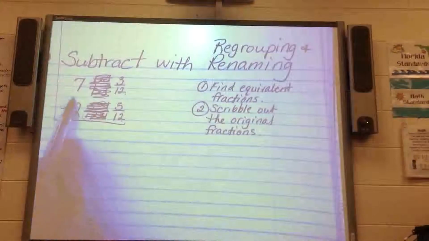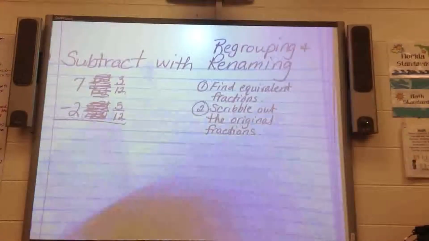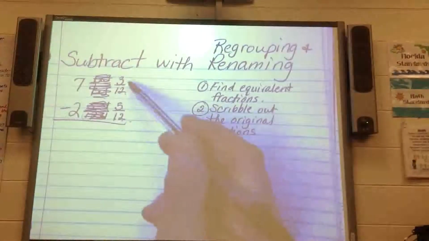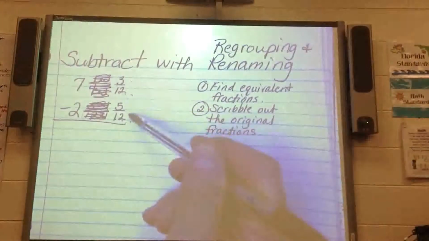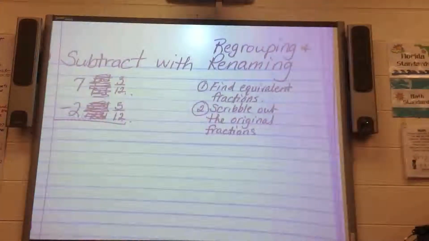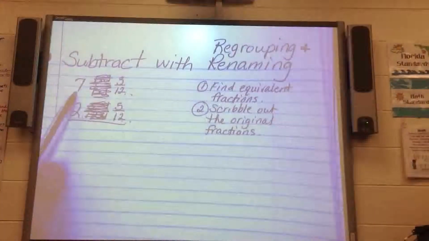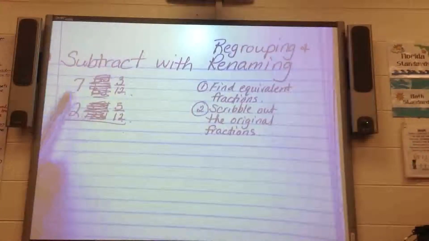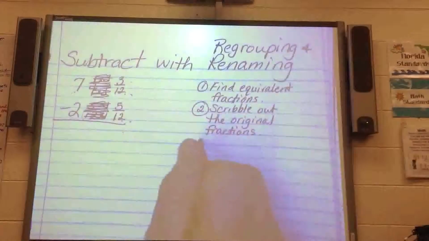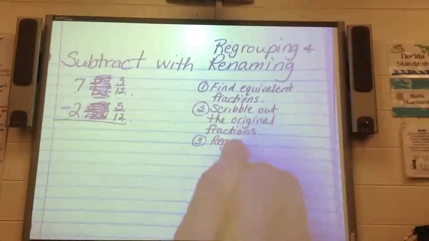At this point, we have 7 and 3/12 minus 2 and 5/12, and normally we would be able to subtract, but in this case we cannot, because if I only have 3/12, I can't take away 5/12 without going into negative numbers, and I don't want negative numbers because I don't need them. In this case, I have a whole 7 over here. So at this point, I'm going to regroup the 7. So I'm going to regroup the whole number.